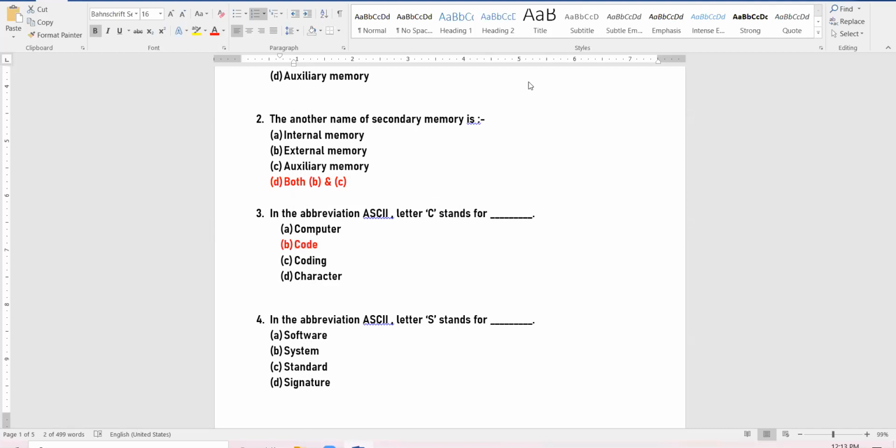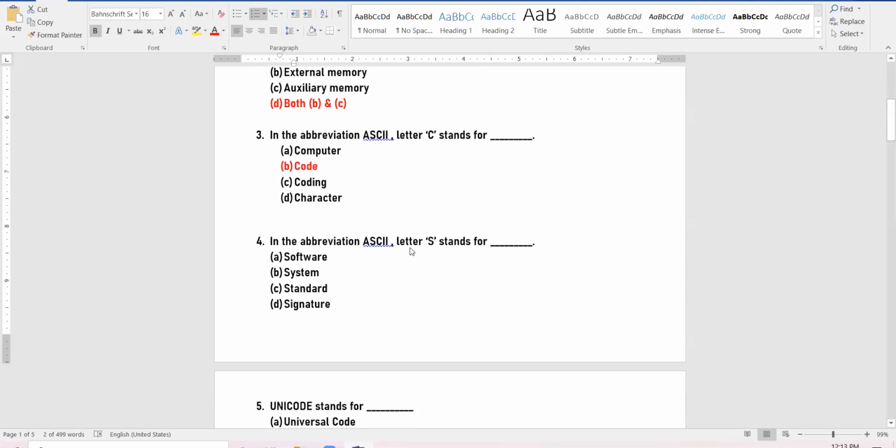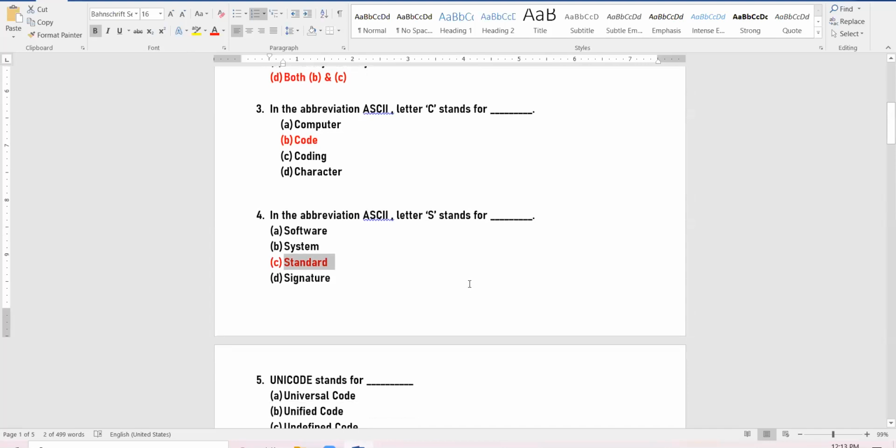Next MCQ. In the abbreviation ASCII, letter S stands for? Yes, Dhwani, unmute yourself. Sir, standard. Very correct. C option, standard. Beta, when you give the answer, all of you please speak the correct letter also. C option or D option or A option. So up till now, 4 MCQs we have revised.